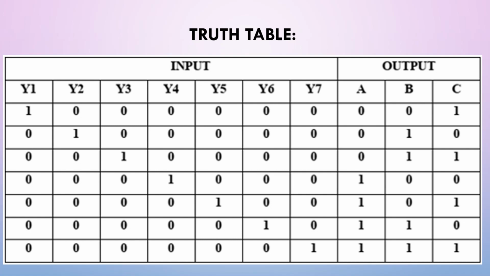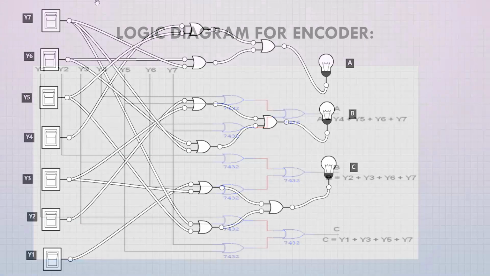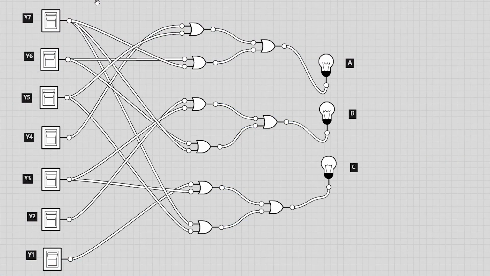Truth table. And this is the truth table for the encoder. It has 7 inputs and 3 outputs. This is the logic diagram for the encoder. Now let us see the simulation for the encoder.